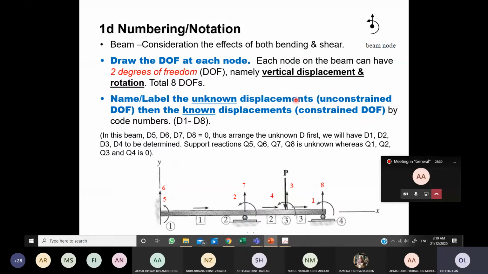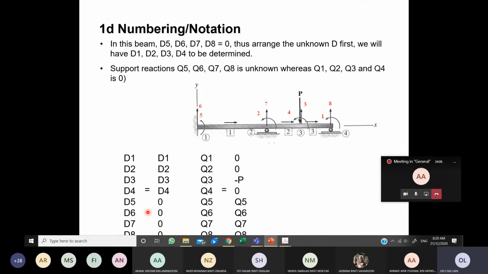Okay, so this is our first lesson outcome. You need to know which one is the unknown and which one is the known displacement. The easiest guideline is that whenever we have a support reaction, we know the displacement is equal to 0, unless they are support displacements. The others, which do not deal with the support reactions, are all unknown, unless it is given to you. If not, we need to determine it.